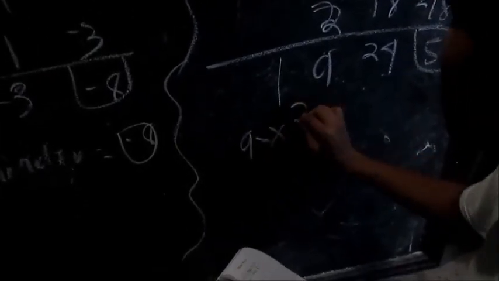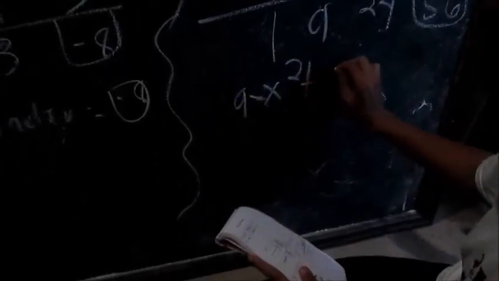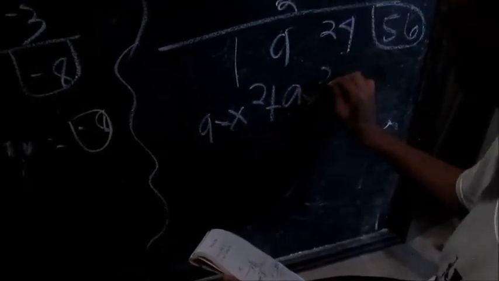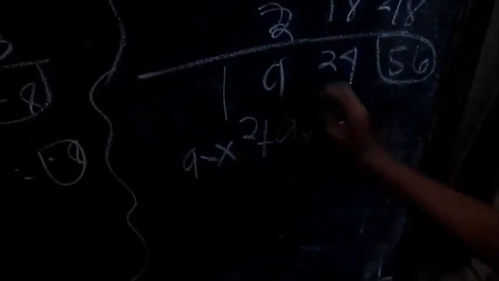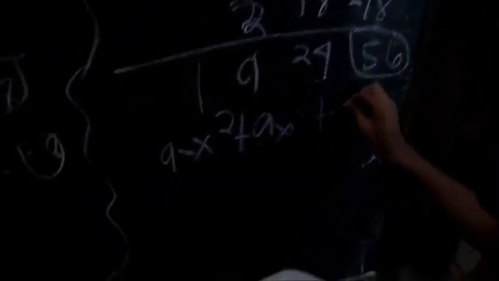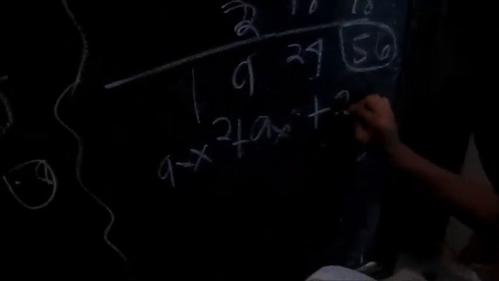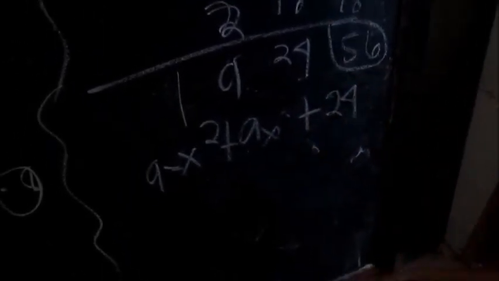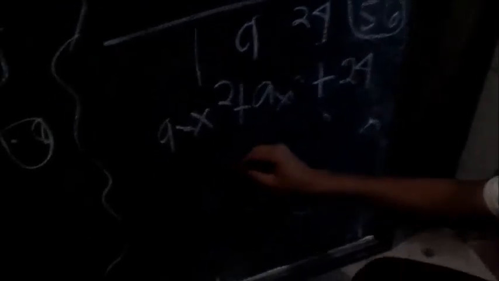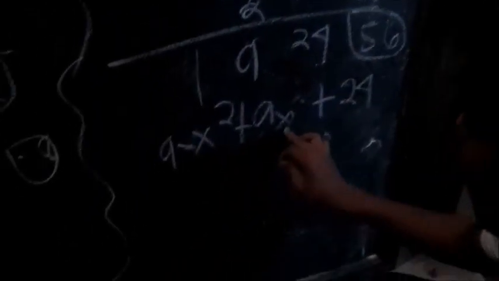The quotient here is x squared plus 9x plus 24. Am I right? So it should be squared, not cubed. Yes, that's all. Thank you. Sorry for the inconvenience.